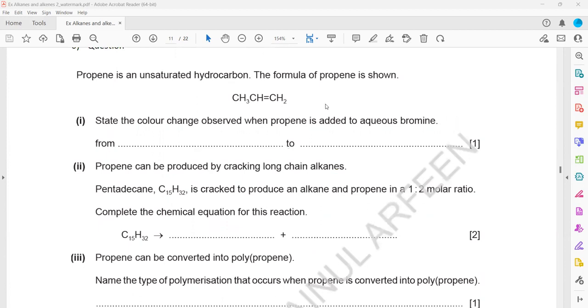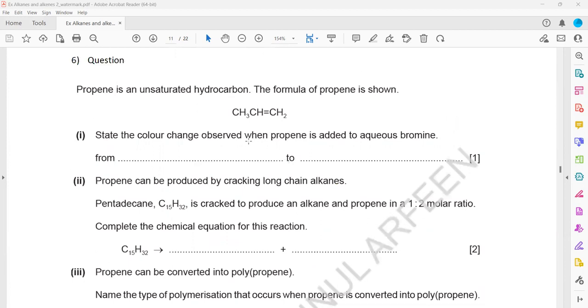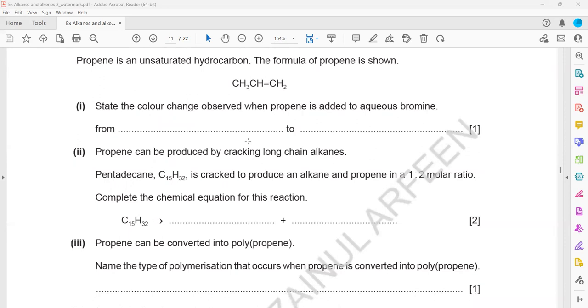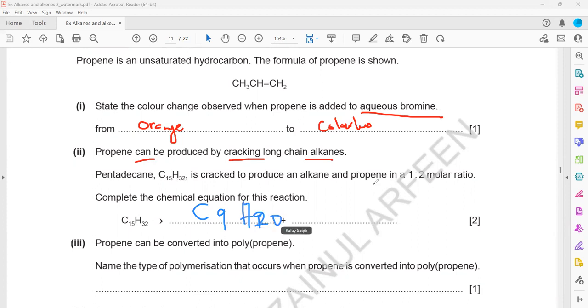In this question, for propene, we add aqueous bromine. Whenever you add aqueous bromine, what will be the color change? It will be from orange to colorless. Propene can be produced by cracking of a long chain alkane. Pentadecane, C15H32, is cracked to produce one alkane and two molecules of propene, in a ratio of 1:2.